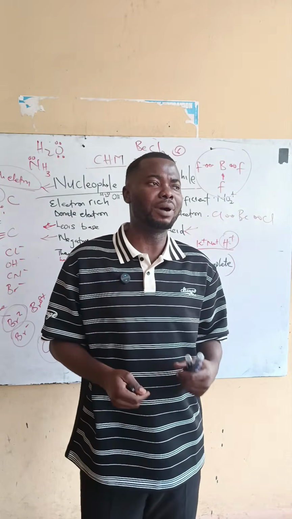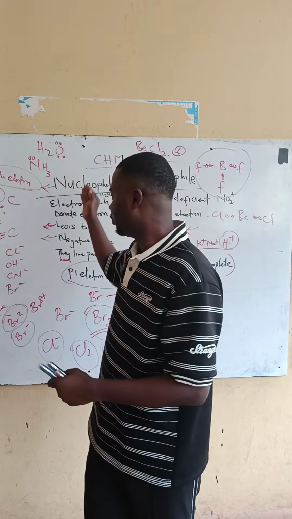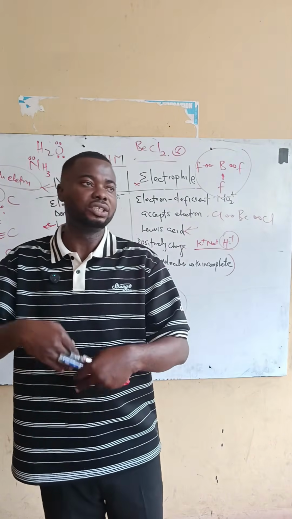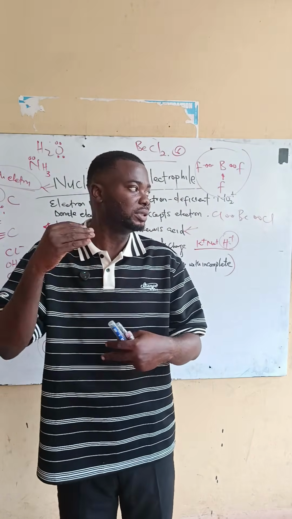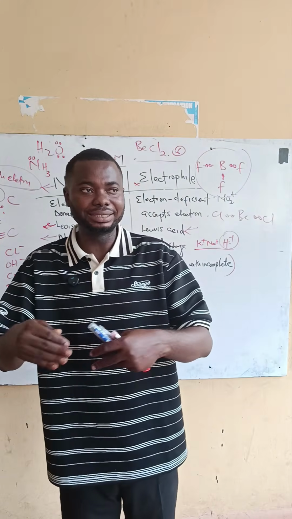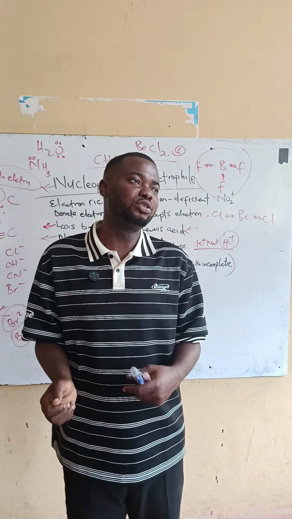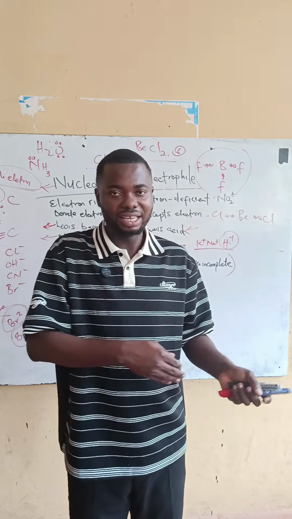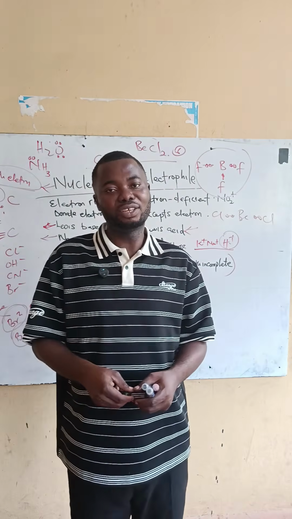Now let's go to SN1, nucleophilic. We've learned about nucleophile, so we want to go to nucleophilic substitution, substituting with a nucleophile. So we have SN1, SN2. We also have E1, E2. E1, E2 have to do with electrophilic. Is that okay?